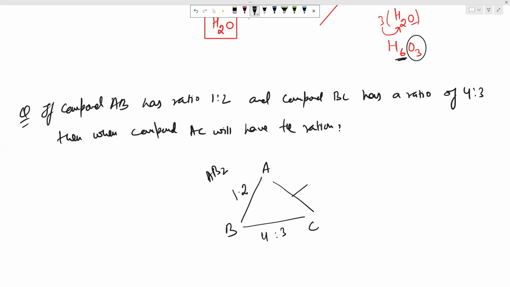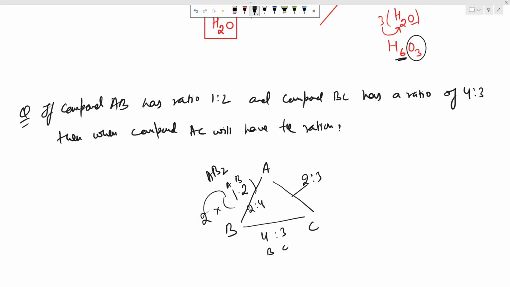Sir, you multiply both the sides by 2. You have to keep one mass constant. If you are taking B in both, this is A and this is B, and this is B and C. You have to multiply it by 2 so that you can make it 4 also. So it will be 2 is to 4. So when A and C are going to combine, it will be A and C, that will be 2 is to 3.